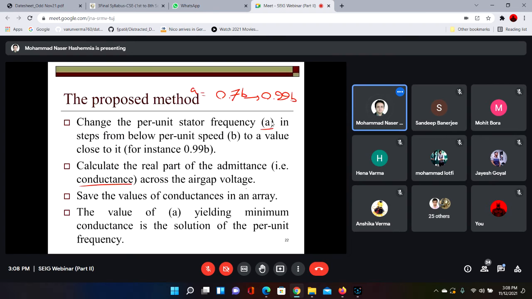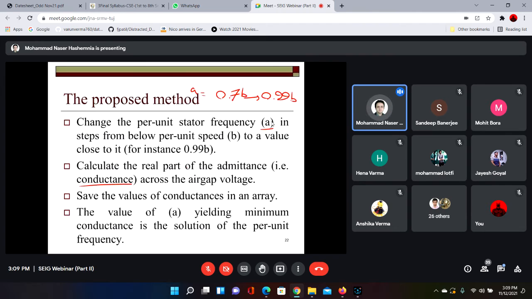Of course, in computer simulations, maybe the value of the conductance is not exactly equal to 0. So you can find the minimum value of the conductance. The minimum value of conductance should be really close to 0. That will be the operating per unit frequency A. You save the value of the conductance in an array, and the value of A yielding minimum conductance is the solution for the per unit frequency, that is A.